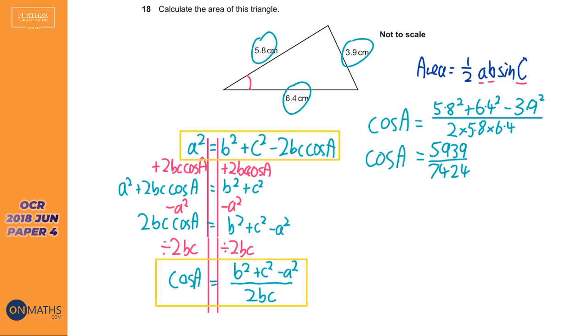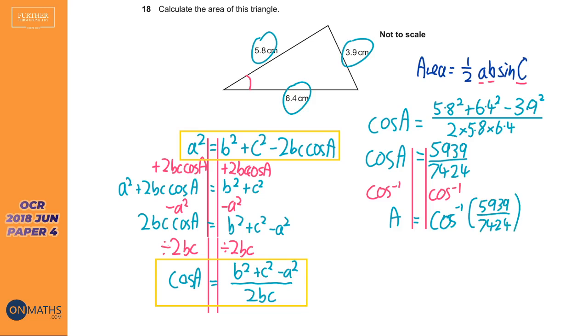So the last thing we need to do is get our lines down. We need to inverse cos both sides. So that we get A equals inverse cos of 5939 over 7424. Okay, and what you can do on your calculator is just type in inverse cos, second function cos, answer, and then close the brackets. And we get 36.87247012, blah blah blah.